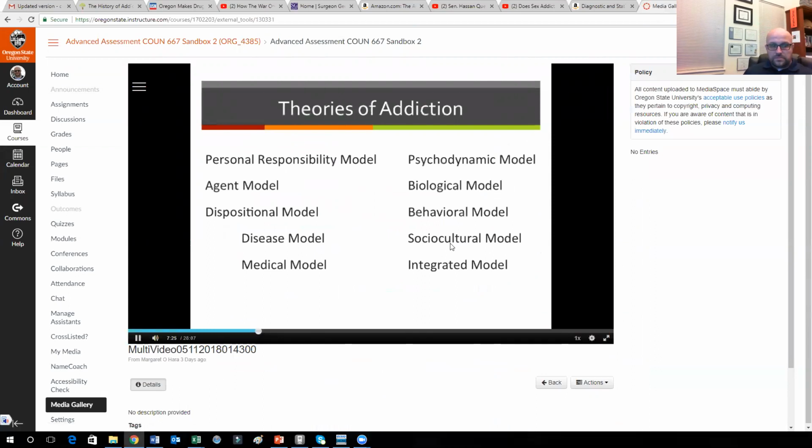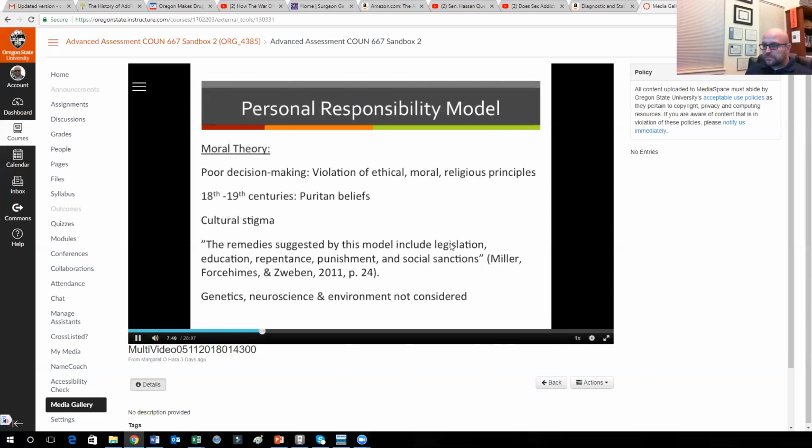In talking about assessment relating to addiction, we would want to think of theories of addiction and how these influenced the assessment taking place under the model. So we begin with the personal responsibility model based on moral theory, that use was just an indication of poor decision making, and that it was a violation of ethical, moral, and religious principles. It's based on Puritan beliefs in the 18th and 19th century. There was cultural stigma. According to Miller, Forsymes, and Zwiebin, the remedies suggested by this model included legislation, education, repentance, punishment, and social sanctions. In this model, genetics, neuroscience, and environment were not considered.